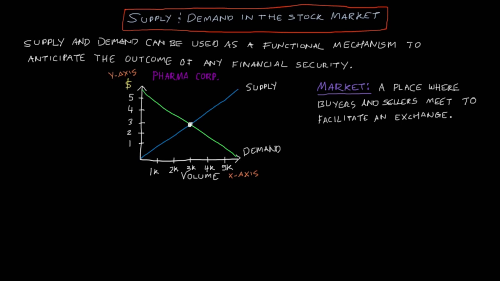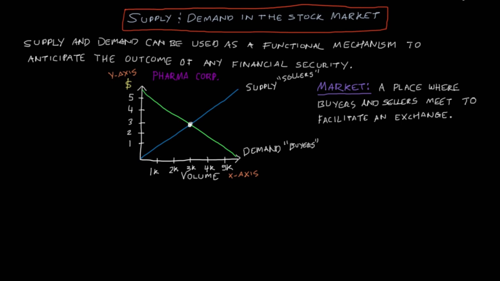Now, for this particular example, I'm going to use a hypothetical pharmaceutical company that trades its stock on the stock market. We'll call the company Pharma Corporation. And so this graph is going to represent the market activity, or more simply, the exchange of shares of stock available within the company between buyers and sellers. So the quantity down here, this horizontal axis, is going to be our x-axis, which is equal to the number of shares, 1,000 shares, 2,000 shares, and so on, which we'll call volume. The y-axis over here represents the price of the stock.